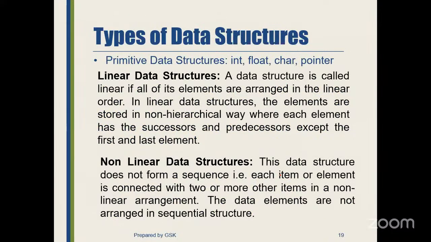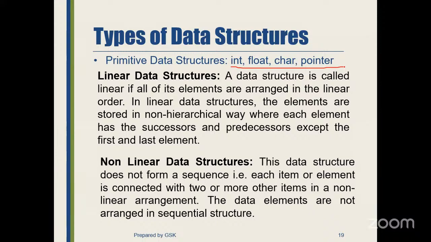So see, primitive data structures are int, float, character, pointer. In these primitive data structures, we can store only a single value. If any object or data type of int we have, we can store only a single value in that. In the float also a single value, character, pointer, all are.